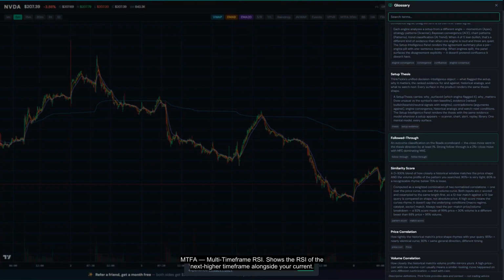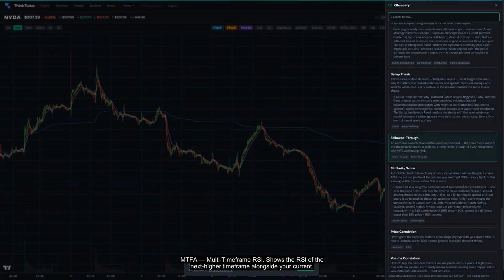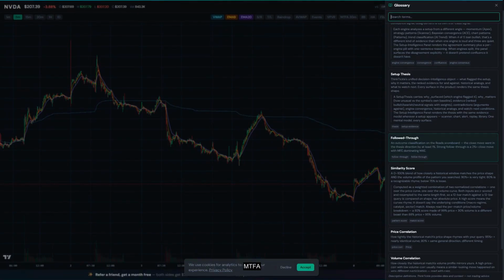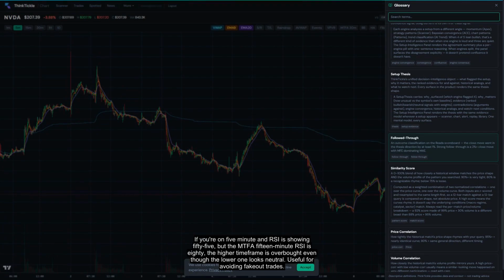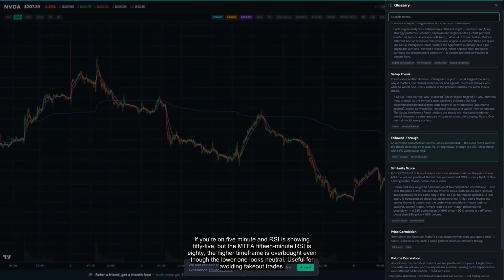MTFA, Multi-Timeframe RSI. Shows the RSI of the next higher timeframe alongside your current. If you're on 5-minute and RSI is showing 55, but the MTFA 15-minute RSI is 80, the higher timeframe is overbought even though the lower one looks neutral. Useful for avoiding fake-out trades.